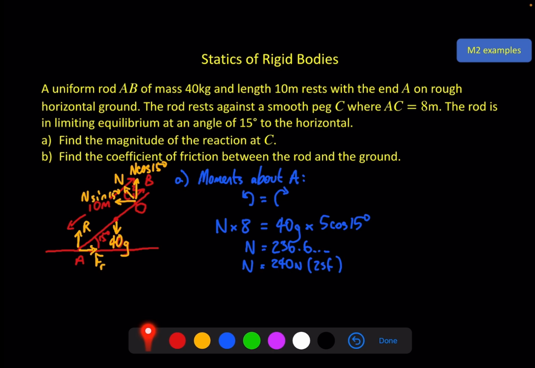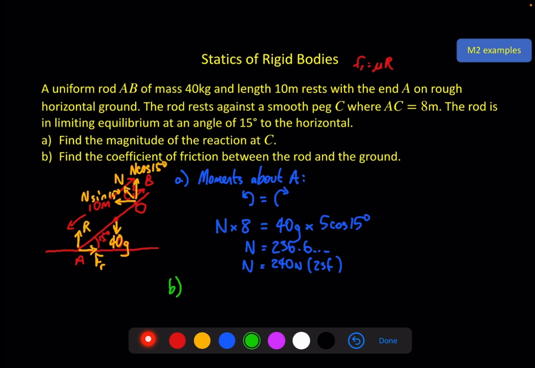Now for part B, we need to find the coefficient of friction between the rod and the ground. To do that, we're using the friction equation. Friction is equal to mu times R. So of course we need to know both friction and R in order to find mu, which means I need this one and this one. Now that we know N, however, this is not too difficult. We go back to something we considered at the very beginning. Resolving horizontally, this must equal this, and we know what N is, so N sine 15 must equal friction. Great, that's our first one done.